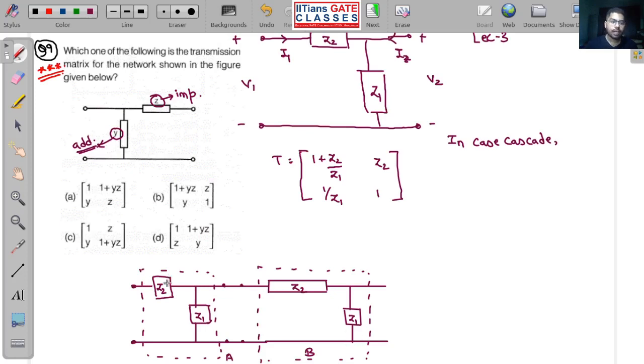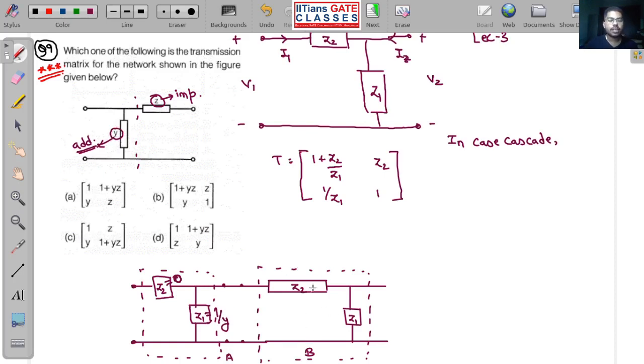Now look very carefully. For network A, if the value of Z2 is equal to 0, and if the value of Z1 is equal to 1 by Y, then what I see? I will be getting this part of the circuit, because if impedance is equal to 0 that means short, and here admittance is given as Y. So what will be the impedance? It will be 1 by Y.